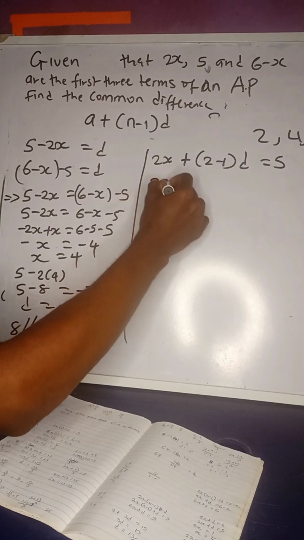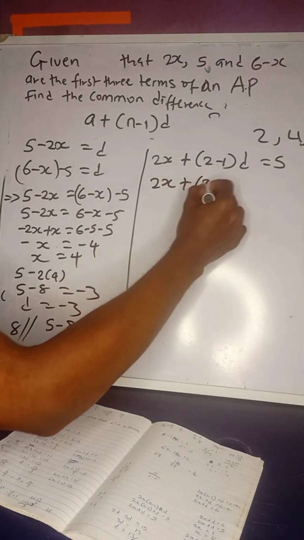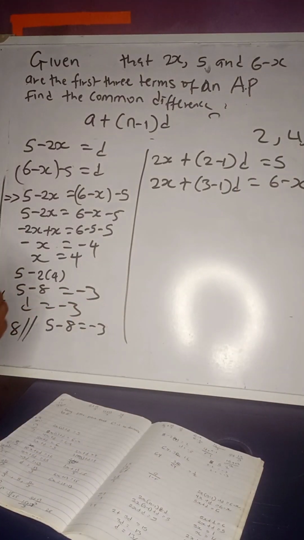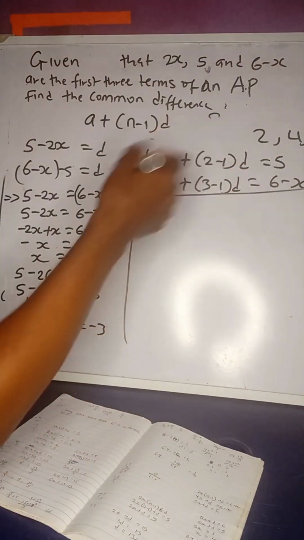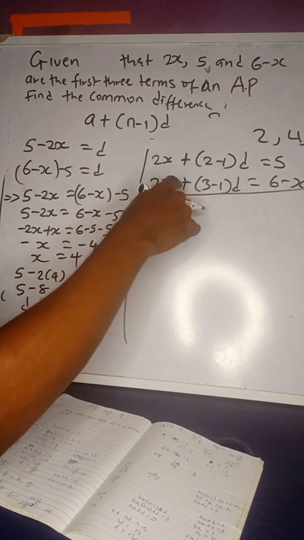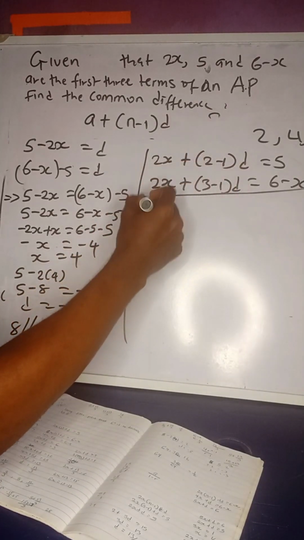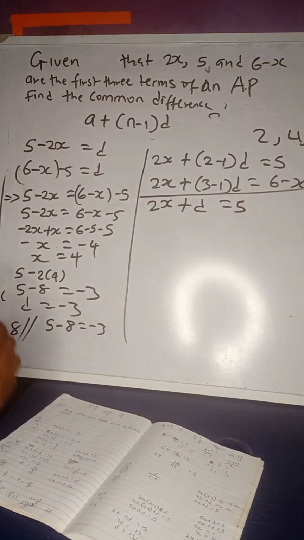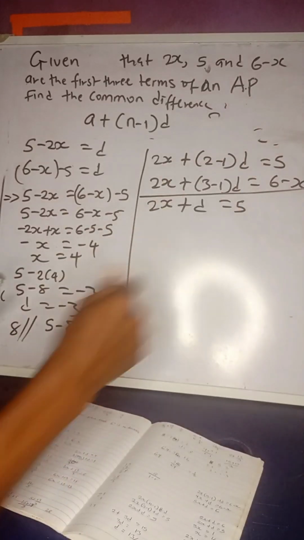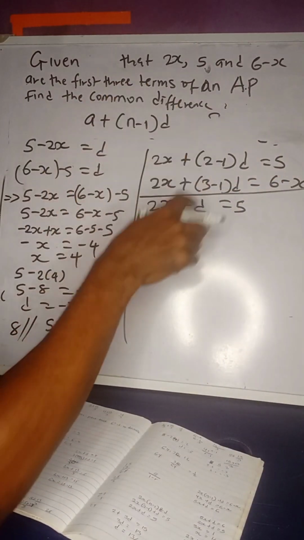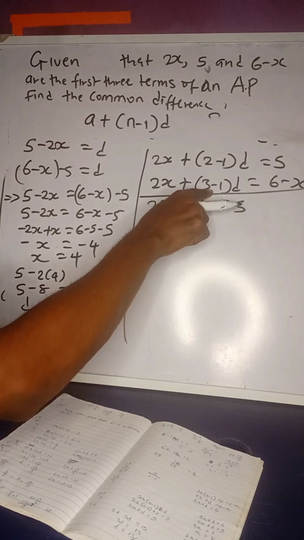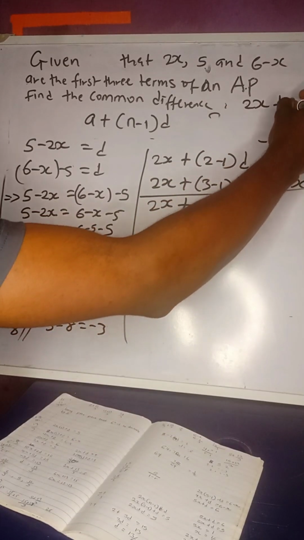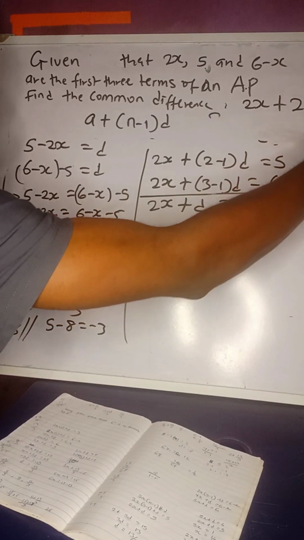So we can do the same thing here. 2x plus 3 minus 1 times d should give us 6 minus x. So if we simplify this more, 2 minus 1 is 1. So you have 1 times d, the same thing as d. So we have 2x plus d is equal to 5. Meanwhile, let me simplify this one somewhere here so that it will not clog up here. Here we have 2x plus 3 minus 1, which is 2, so 2d will give us 6 minus x.